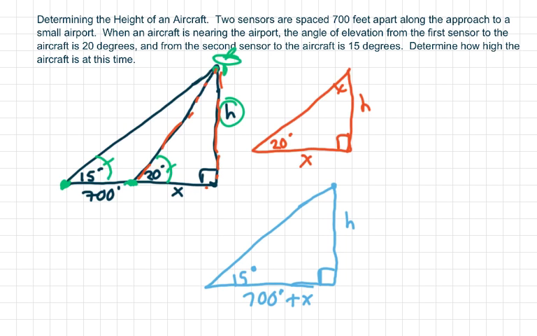So this is x, and if this is 20, then this angle here has to be 70 degrees. So this is going to be 70 because the sum of the angles has to equal 180. For this one, this angle here, I'll do this in blue, this angle is going to be 5 degrees.